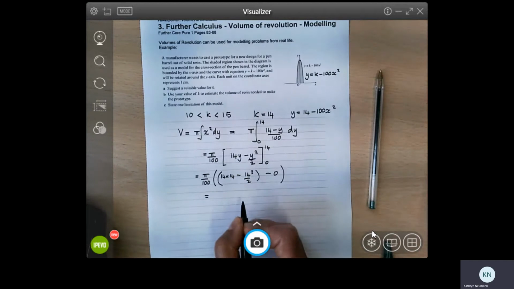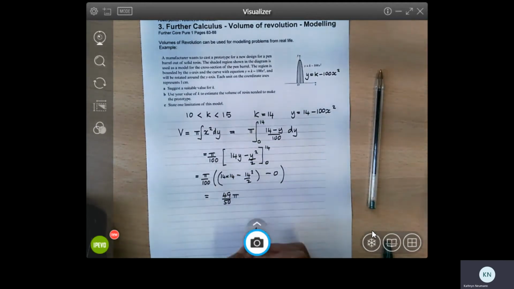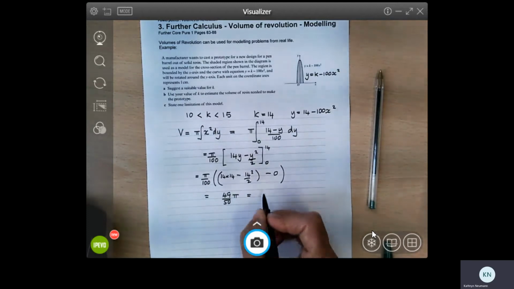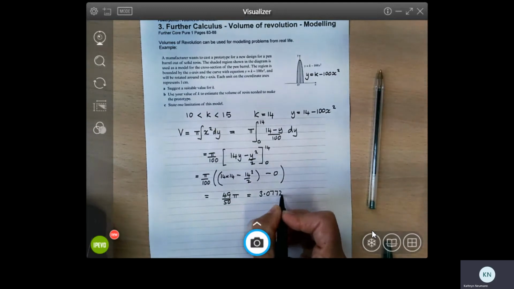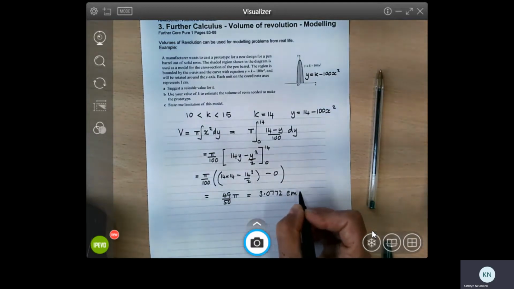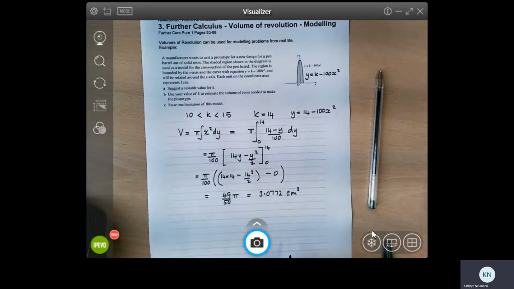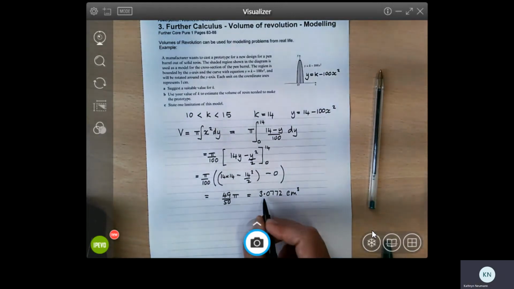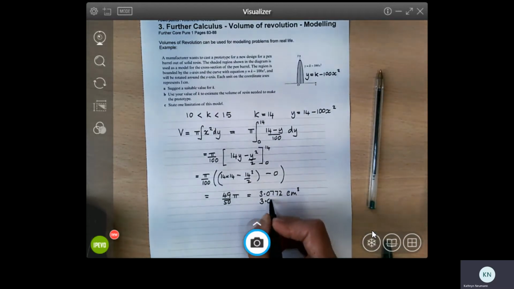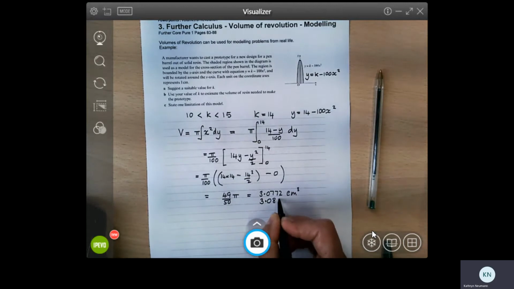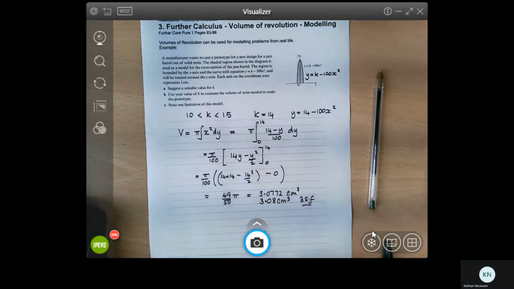And that is equal to 49 over 50 pi, but we wouldn't leave it like that. We would give it as a value. That's equal to 3.0772, and the units, always very important in a modelling question, centimetres cubed. We might decide that's a bit too accurate, so maybe we'll go with 3 significant figures: 3.08 centimetres cubed to 3 significant figures.